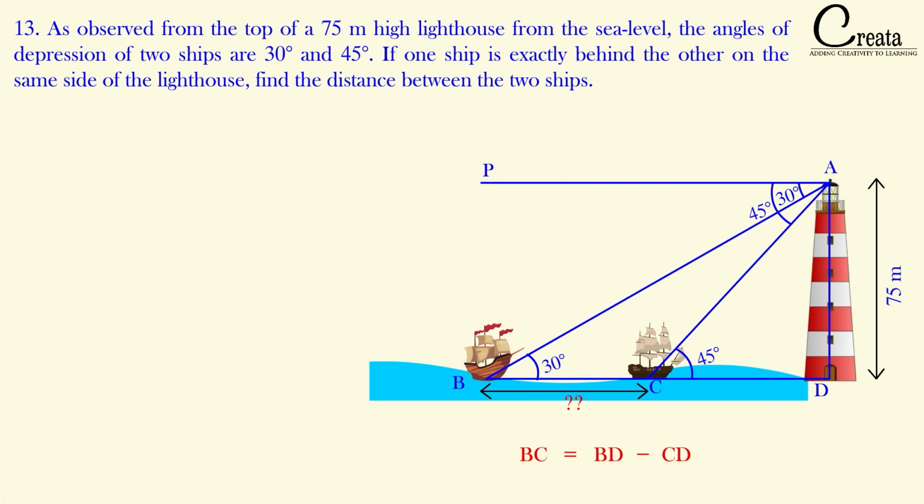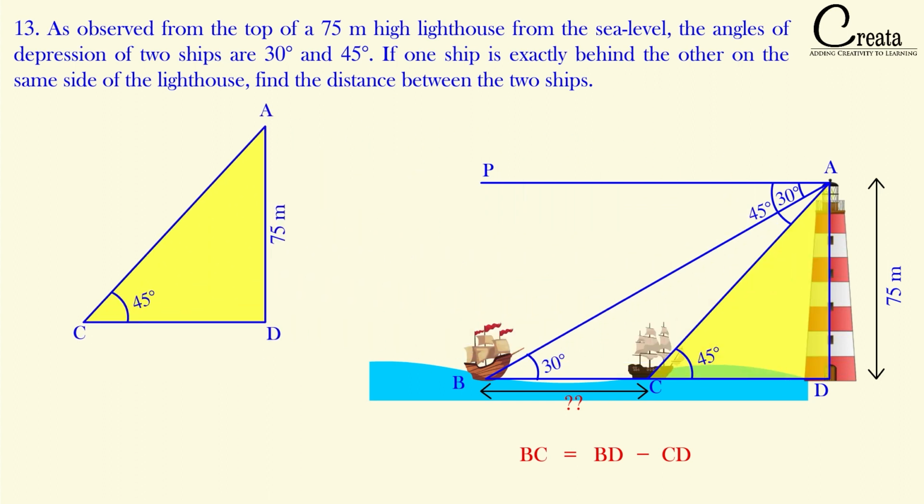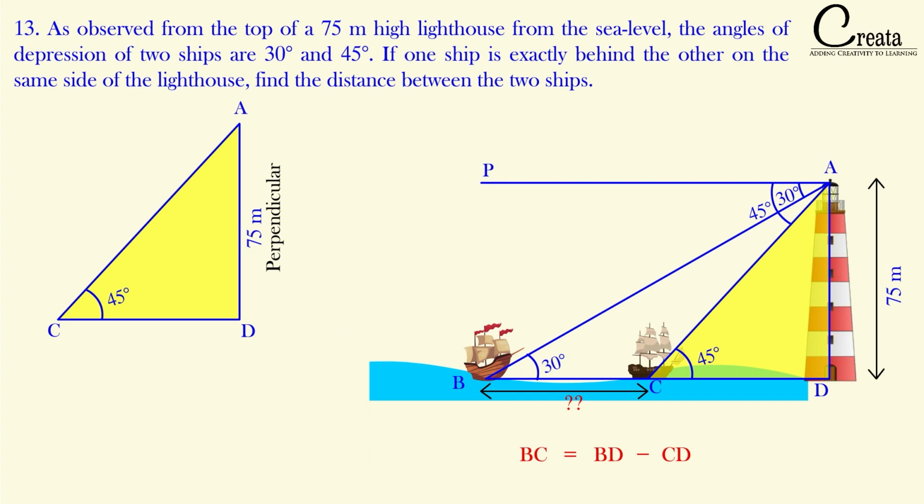So let's take the triangles one by one. Firstly, let's take the triangle ACD. Here AD is the perpendicular as it is opposite to the trigonometric angle, and CD is the base for this triangle as this is the side between the trigonometric angle and the 90 degree angle. Which trigonometric ratio is the link between the perpendicular and the base? It is tan theta, which is equal to perpendicular upon base.